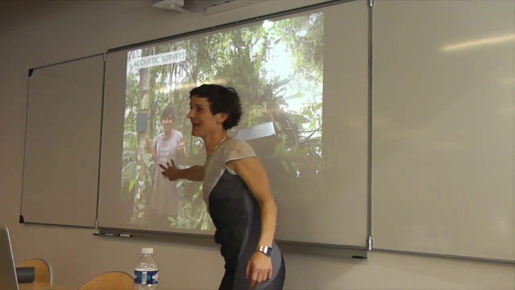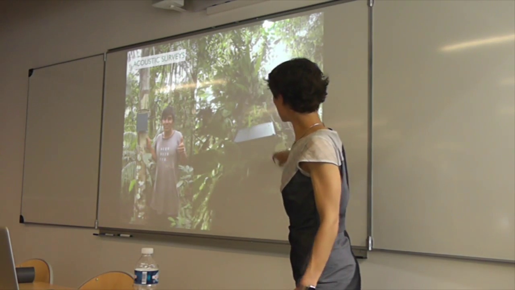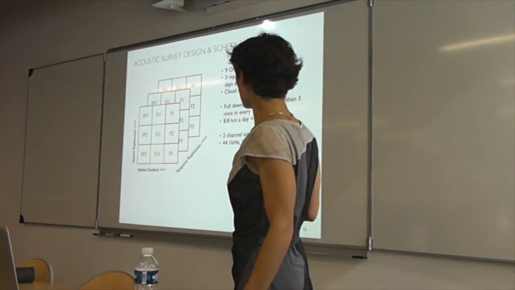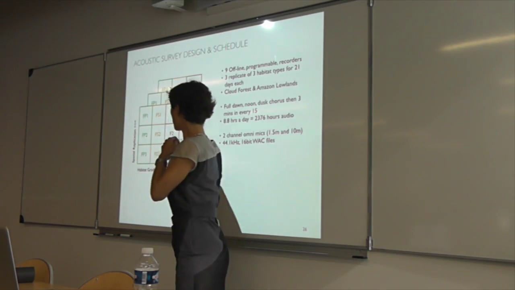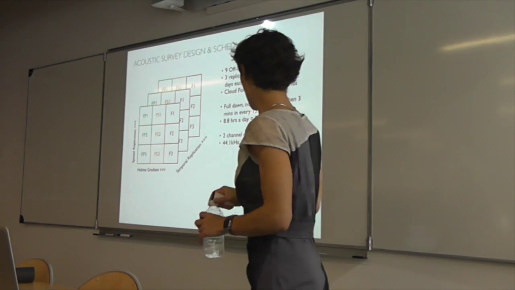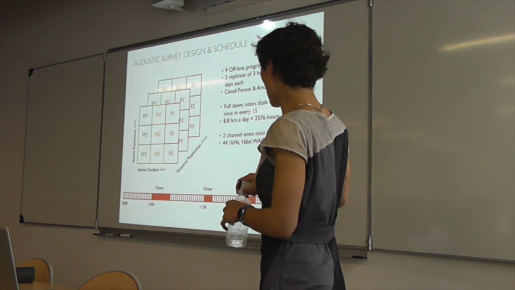This was actually Nenke down in the lowlands, and this is one of the trees up in the cloud forest where we were. So, very basic: 3 different habitat types, 3 replicates over 3 weeks in two different sites. I'm running out of time, so I won't go into the details of this.